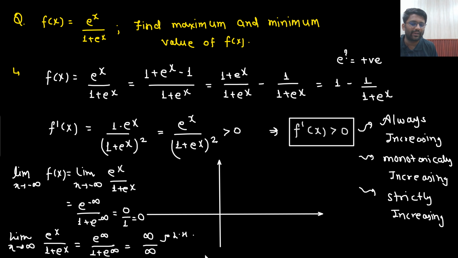E to the power x and e to the power x will get cancelled out. What is the answer? You will be getting 1. Or what I can think, sir, at infinity this e to the power x will become much larger than 1. So what I can do? I can ignore the 1. So e to the power x and e to the power x will get cancelled out. Answer will be 1 only.